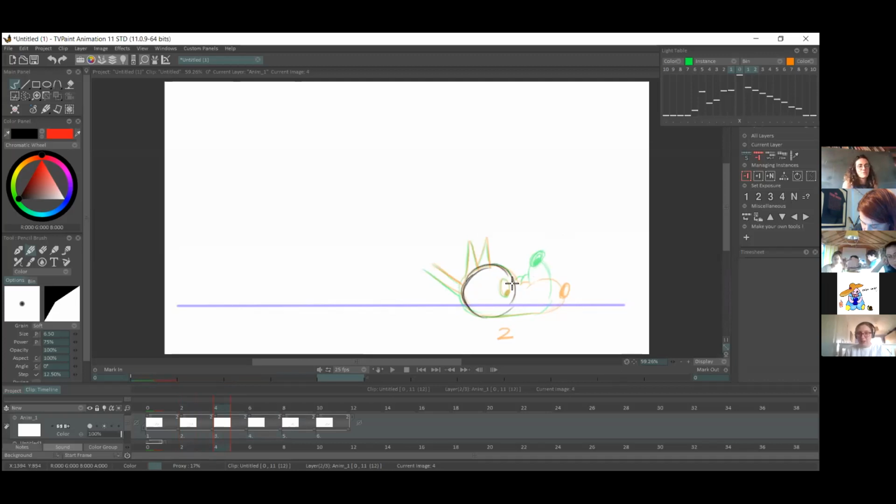Okay. Pardon. So if you divide the movement, so you have the snout moving and then you have the nose. If you want, you can add movement to the nose itself.